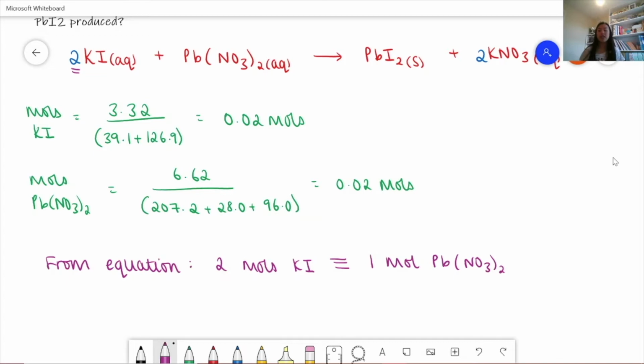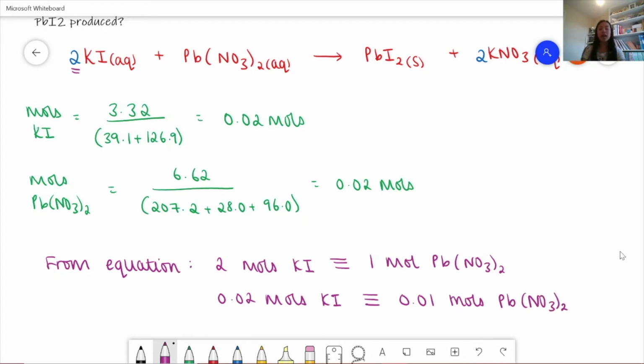And so first looking at our first scenario, if we have 0.02 moles of potassium iodide, then this would react with 0.01 moles of lead nitrate, because it would react with half the number of moles of this potassium iodide, because it's a 2-to-1 ratio.